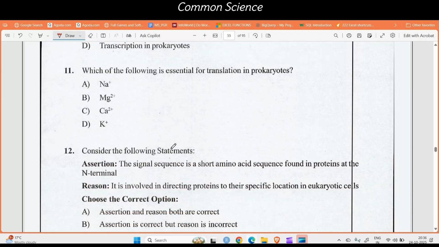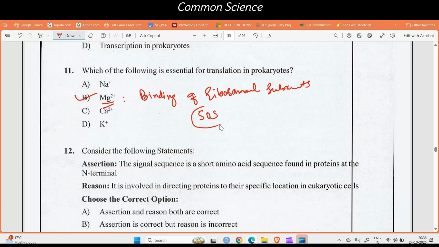Question number 11. Which of the following is essential for translation in prokaryotes? It's magnesium 2 positive, because it is this ion which helps in the binding of ribosomal subunits. You have the 50S ribosomal subunit, and it binds with the 30S with the help of this magnesium 2 positive ion. So it is essential for translation.